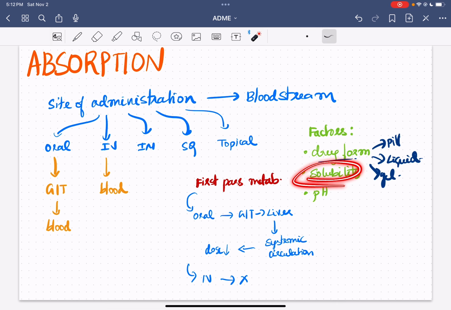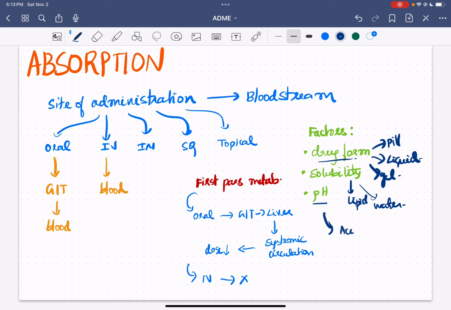Next would be the solubility. Is the drug lipid soluble or water soluble? We'll be talking about this more later in this video. Lipid or water soluble, and of course the pH of the environment. So usually when you take most of the acidic drugs, gets easily absorbed in acidic medium. Same for the basic drugs, it gets easily absorbed in basic medium.